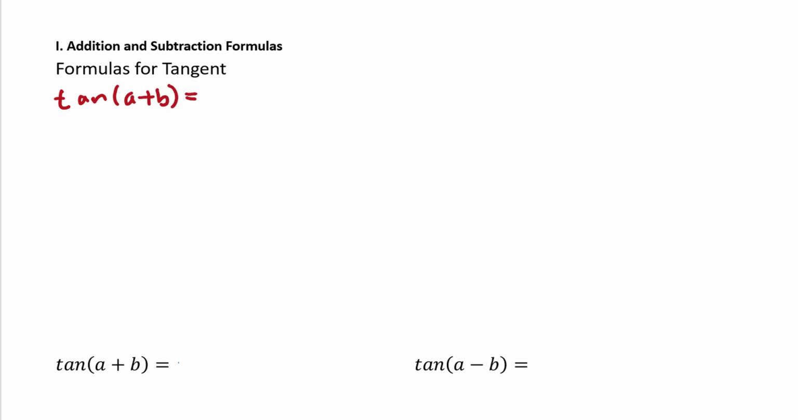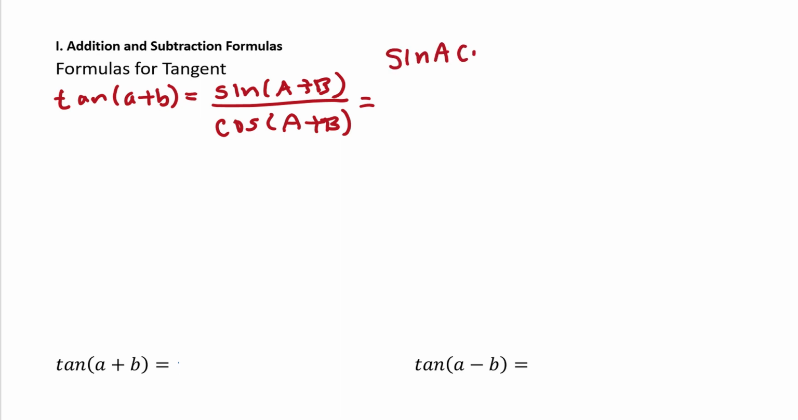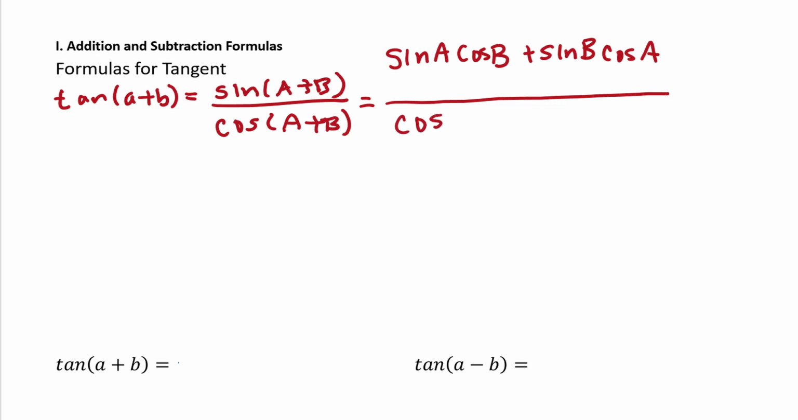We know that this is equal to the sine of A plus B divided by the cosine of A plus B. Now let's expand the sine of A plus B. The sine of A plus B we learned is the sine of A cosine of B plus the sine of B cosine of A. I'm deliberately leaving an extra space there. And the cosine of A plus B is the cosine of A cosine of B minus sine A sine B.